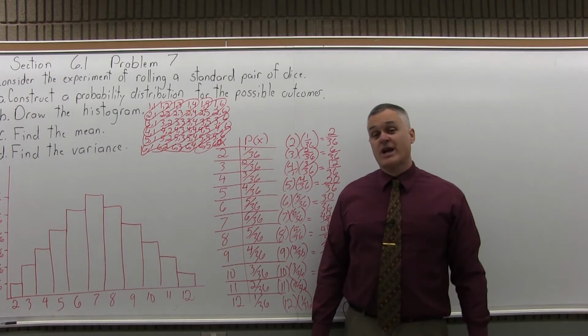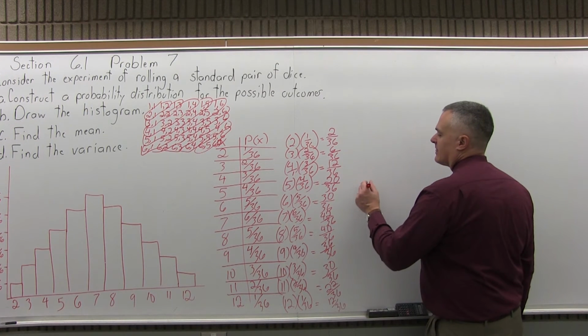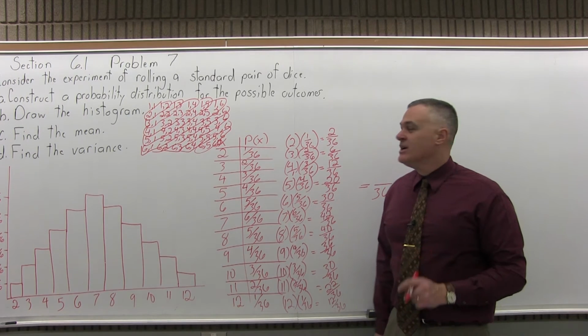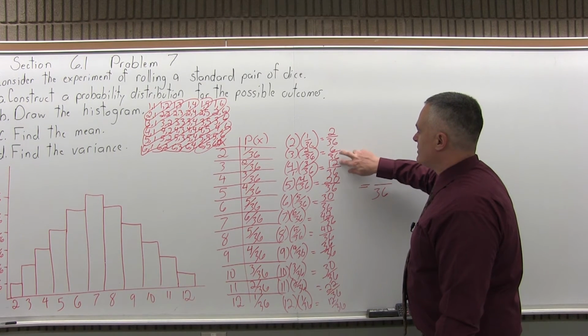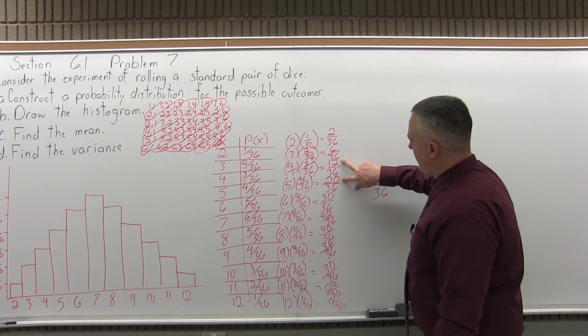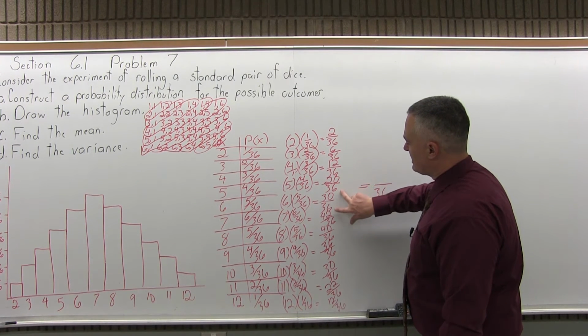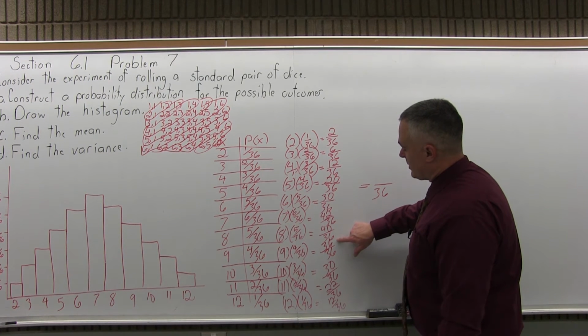So I have a lot of fractions, but they're all over 36. So I'm going to add these together. I know the common denominator is 36. So I'm going to add the tops. 2 and 6 is 8. 8 and 12 is 20. 20 and 20 is 40. 40 and 30 is 70. 70 and 42 is 112. Plus 40 is 152. Plus 36 is 188.